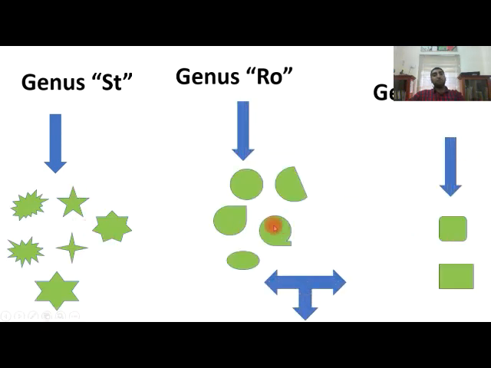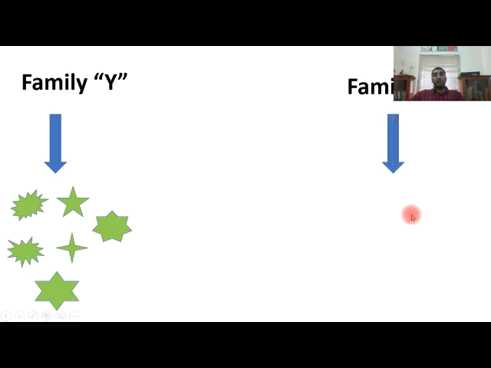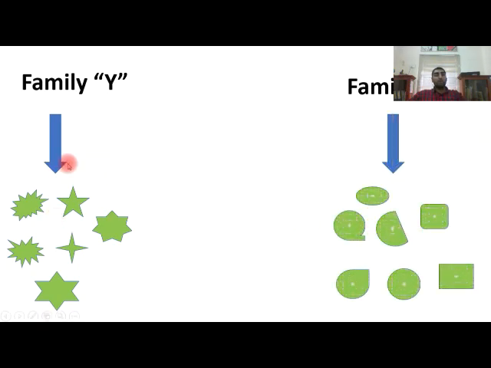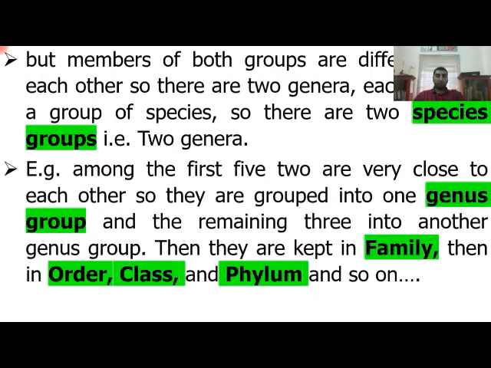And then by accepting certain other characteristics, we again divide them into families, family Y and family X. Why? Because these have star-shaped endings and these have rounded endings. So they were grouped into one family and into another family, and this way we classify them, and so on into genera, into species, and so on.